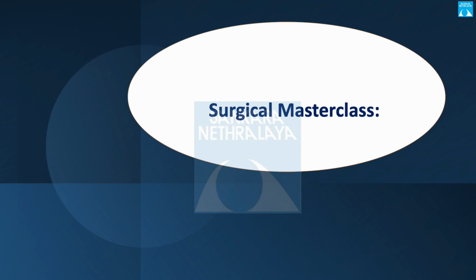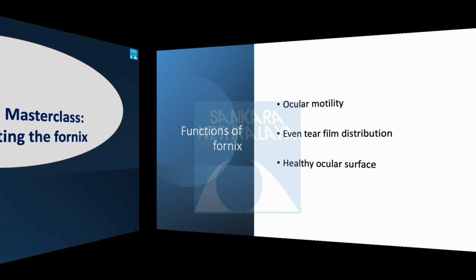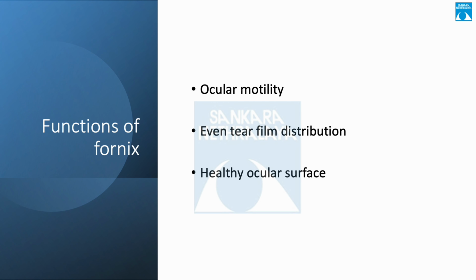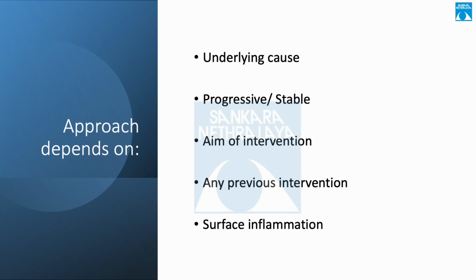Welcome to the next surgical masterclass, this time on reconstructing the fornix. Before we go ahead and reconstruct the fornix, let us first understand what its functions are. A good, functional, well-formed fornix facilitates ocular motility and even tear film distribution, and thus helps to maintain a healthy ocular surface. The surgical approach for reconstructing the fornix will most importantly depend upon the underlying cause, whether we are dealing with a condition which is immune mediated or non immune mediated.